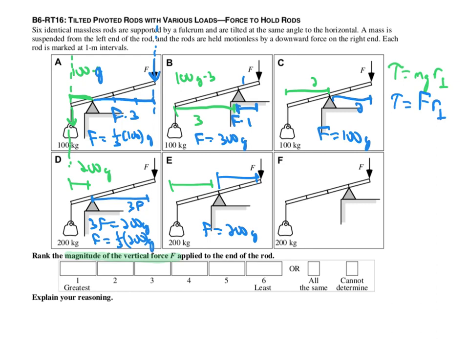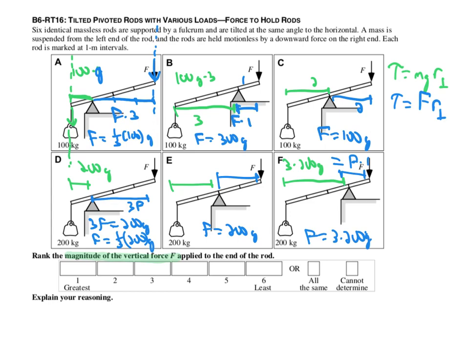And then over here we have 200 times 3 versus F times 1. So we have 3 times 200 G equals F times 1. So F is 3 times 200 G. So not surprisingly, perhaps, the doubling ends up just doubling the torques and the forces, which makes sense.